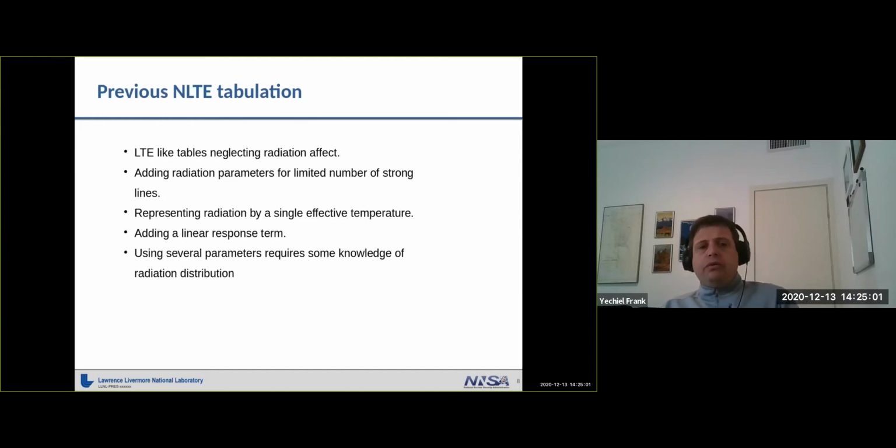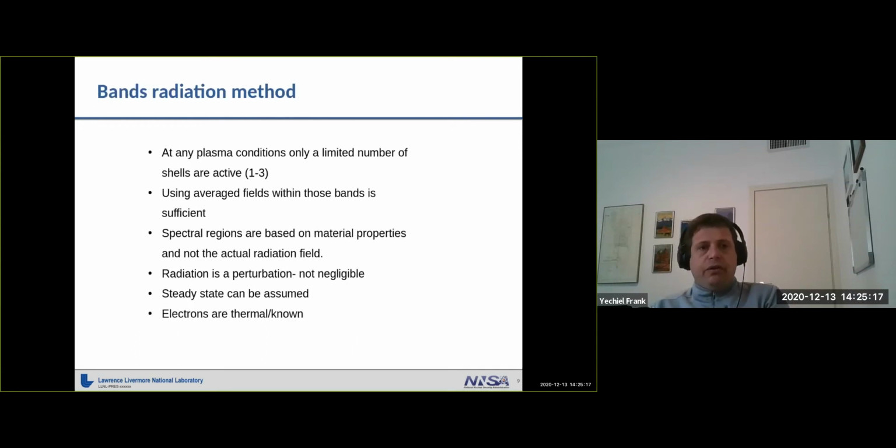And the problem with both of these last two approaches is that you need to know something about your radiation field in the case that you're working with, let's say the hohlraum, in order to make this approximation in any way accurate or close to accuracy.